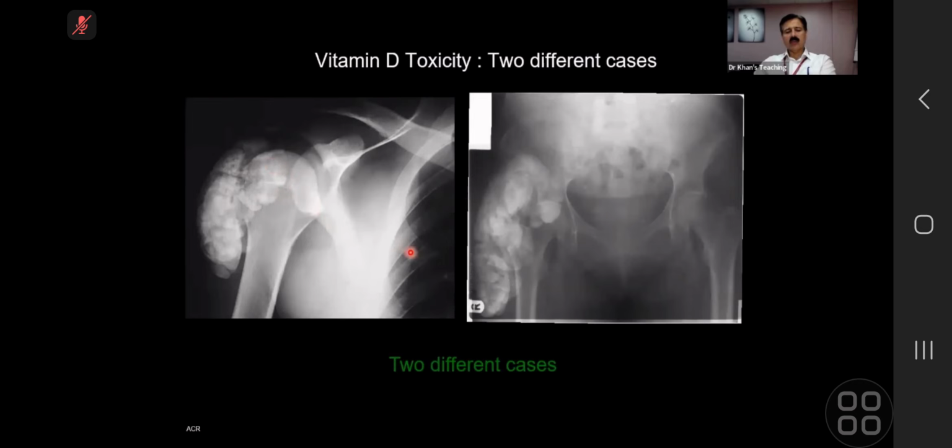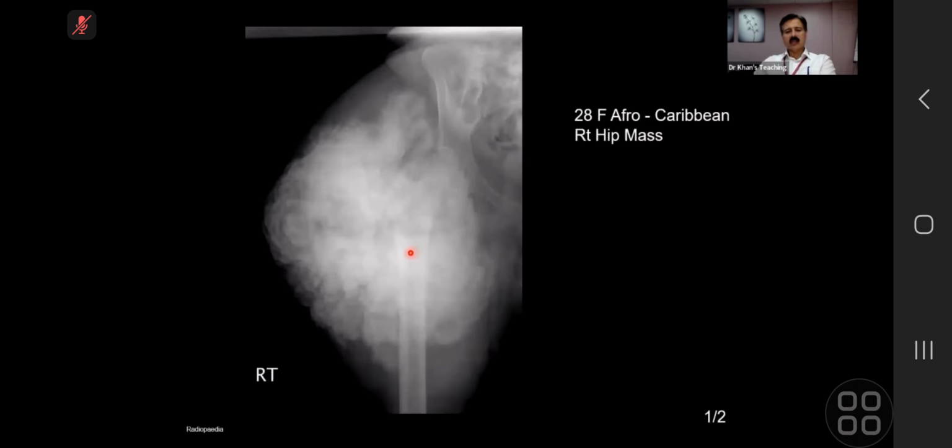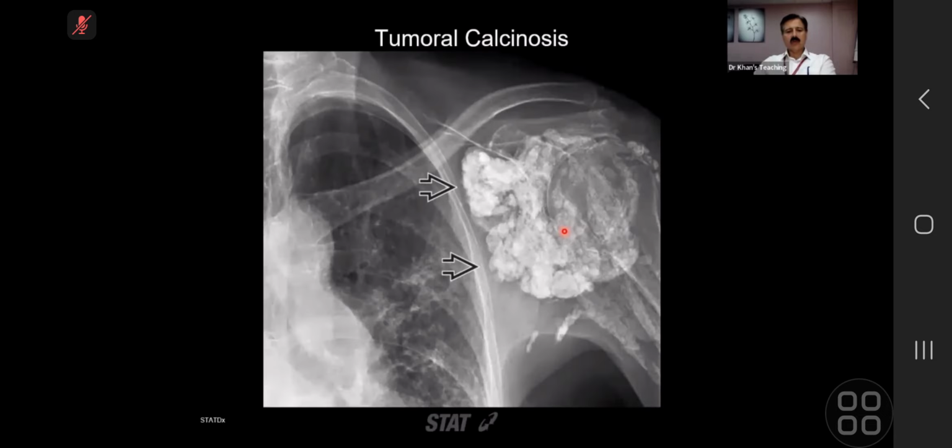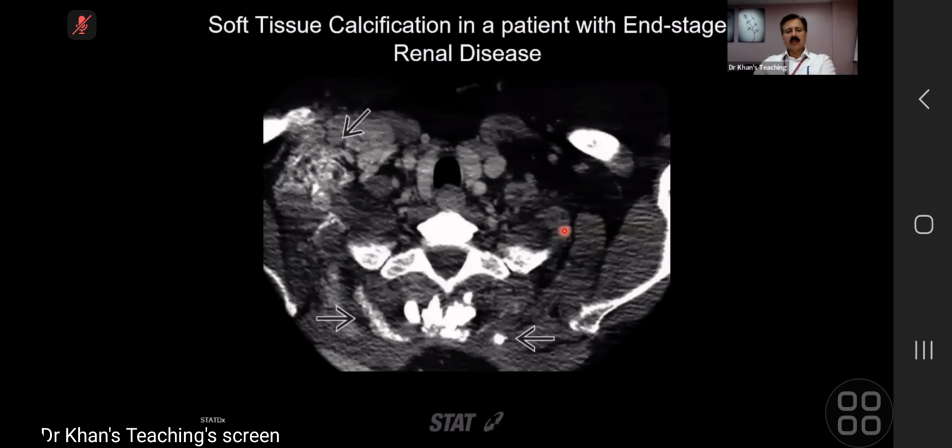This is again vitamin D. This is tumoral calcinosis, and this patient is an Afro-Caribbean 28-year-old with a right hip mass. So these 3 you have to remember. Another one from literature, usually around the large joints. And this is a CT scan, a lot of calcification, incidental in a renal osteodystrophy or secondary hyperparathyroidism case.